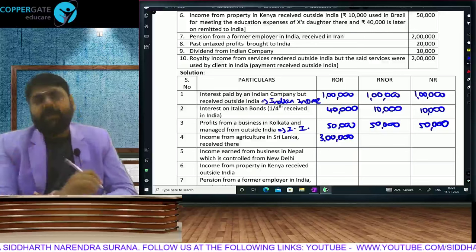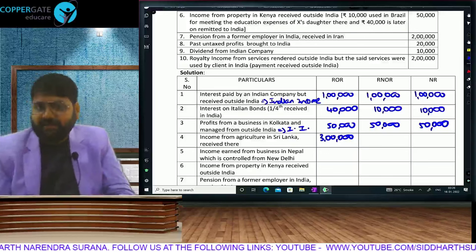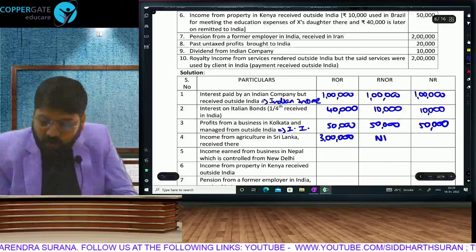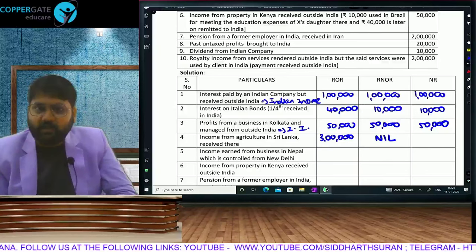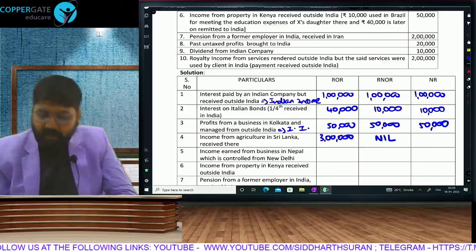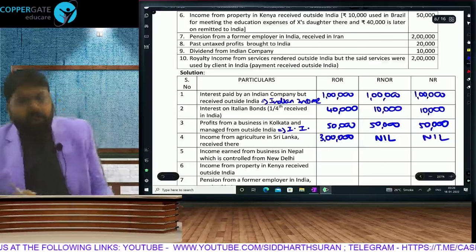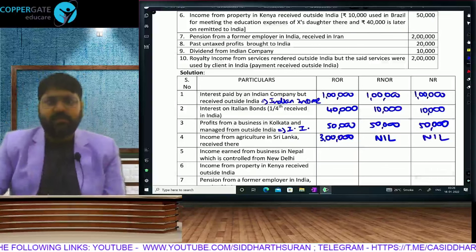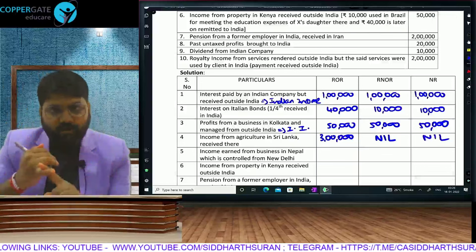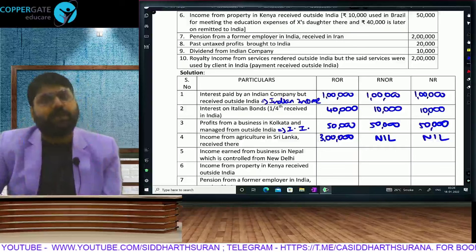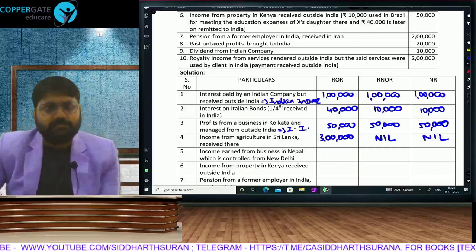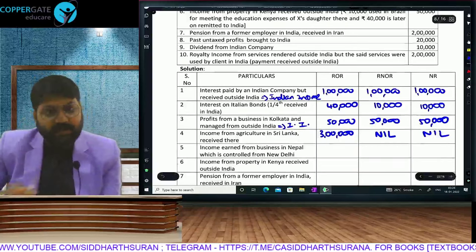Yes, sir. As far as not ordinary resident is concerned, can I say he will pay tax only if the business was controlled from India? Is the business being controlled from India? No. It is fully in Sri Lanka. And obviously, non-resident also will not pay tax because, as we already discussed, it is foreign income. I ask you, accrual outside, received outside, foreign income, and if it is foreign income, then only ROR will pay tax. Is this clear? Is this clear what I have written?